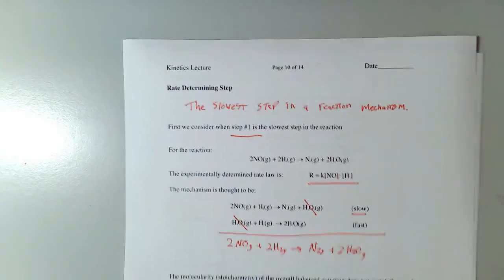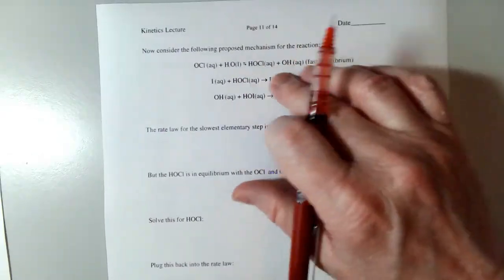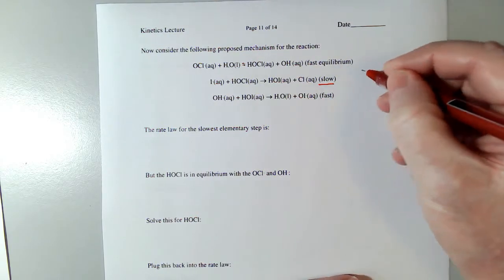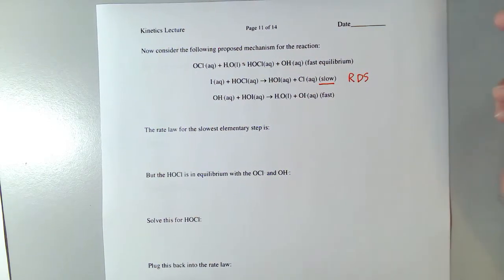Let's turn to page number 10. And here is the proposed mechanism. The first step is a very fast equilibrium. The second step is slow. That's the rate determining step.